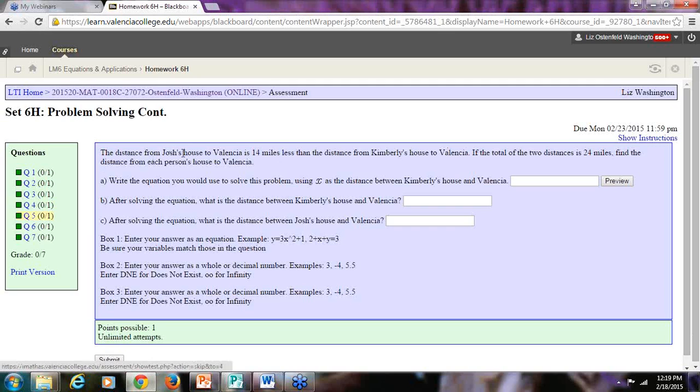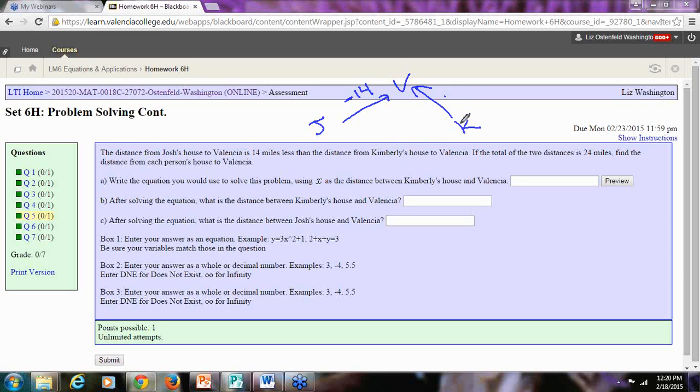Okay, it says the distance from Josh's house to Valencia is 14 miles less than the distance from Kimberly's house to Valencia. Whenever you get these kind of problems, you gotta draw yourself a diagram. Make a picture about what is it really saying. So it has Josh's house to Valencia, and then it also has Kimberly's house to Valencia. It says the distance from Josh's house to Valencia is 14 miles less than the distance from Kimberly's house.